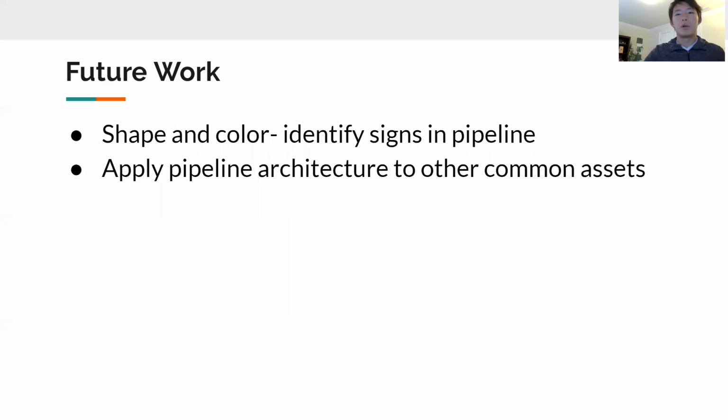For future work, I would want to get the stop sign pipeline working. I would completely replace the image classification part with something new. Sign detection is something that should be based on shape and color characteristics instead of using a machine learning model. I would use sign-specific techniques to classify the images instead. Furthermore, I would apply this pipeline architecture to other common assets, such as median dividers.